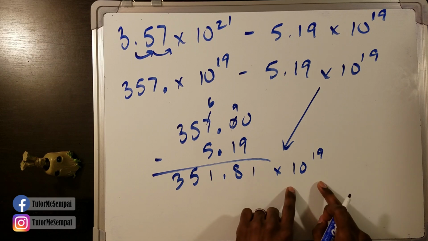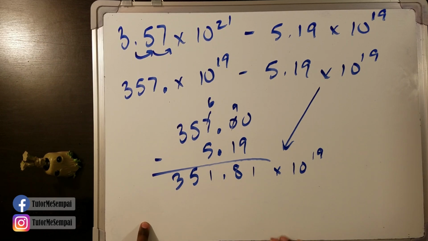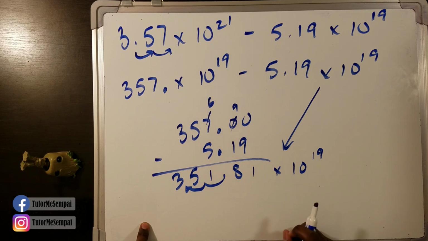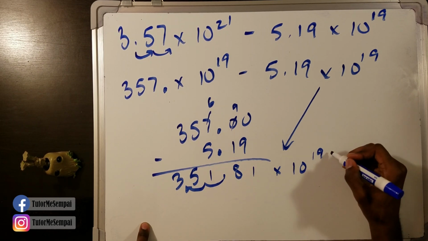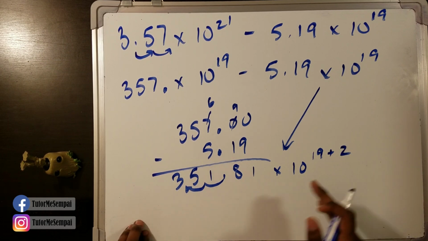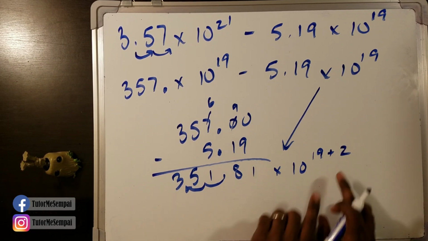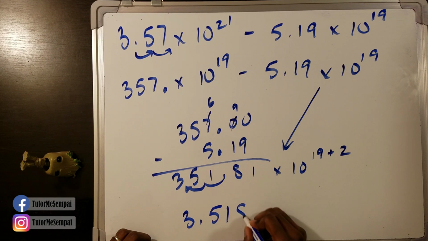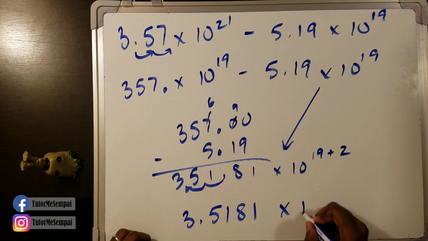So we have to convert this back to scientific notation, and to do that we need to move this over to the left 2 spots. And when we do that, this gets increased by 2. Remember, to the left it gets bigger, to the right it gets smaller. So the true final answer for this is going to be 3.5181 times 10 to the 21st power.